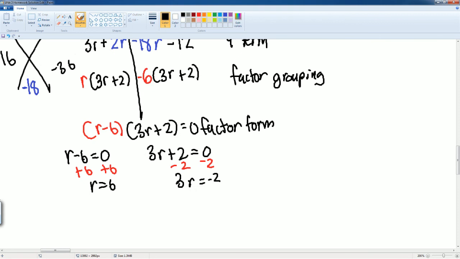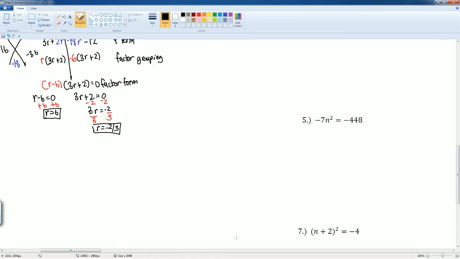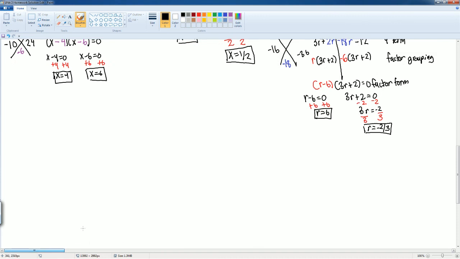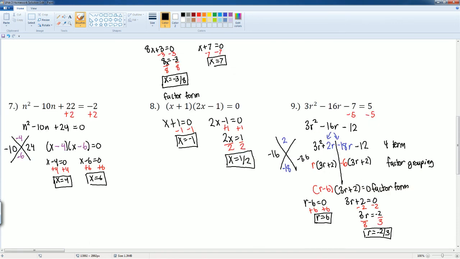Make sure you're isolating r by itself, so divide by 3 on both sides. This now gets us r is equal to negative 2 divided by 3. My two solutions are r equals 6 and r equals negative 2 divided by 3. Okay, there you go. Those are your 3 problems, 7, 8, and 9.